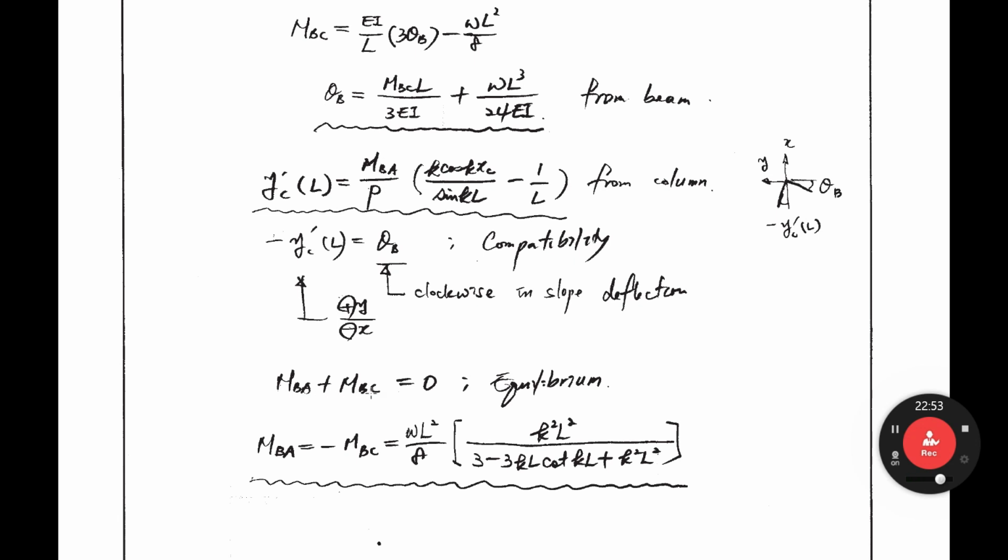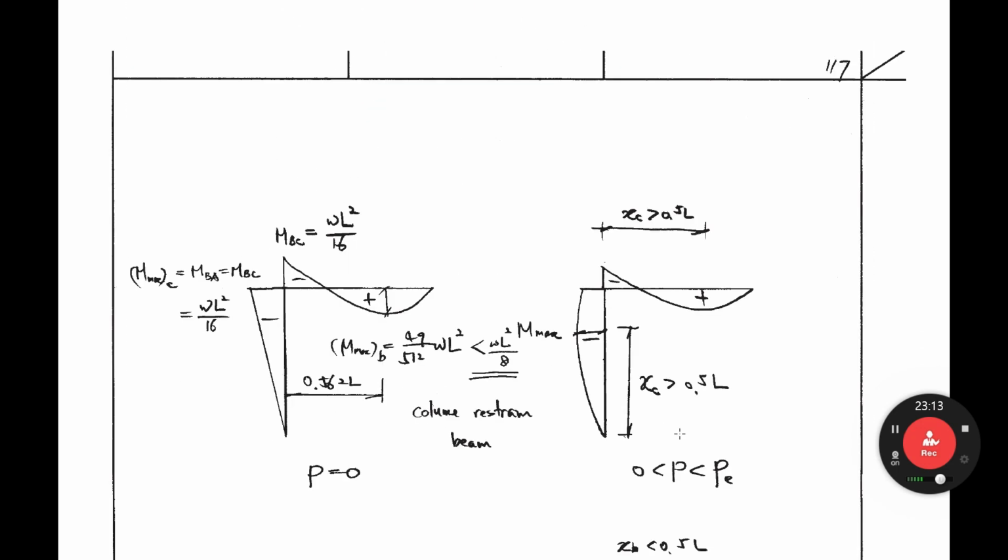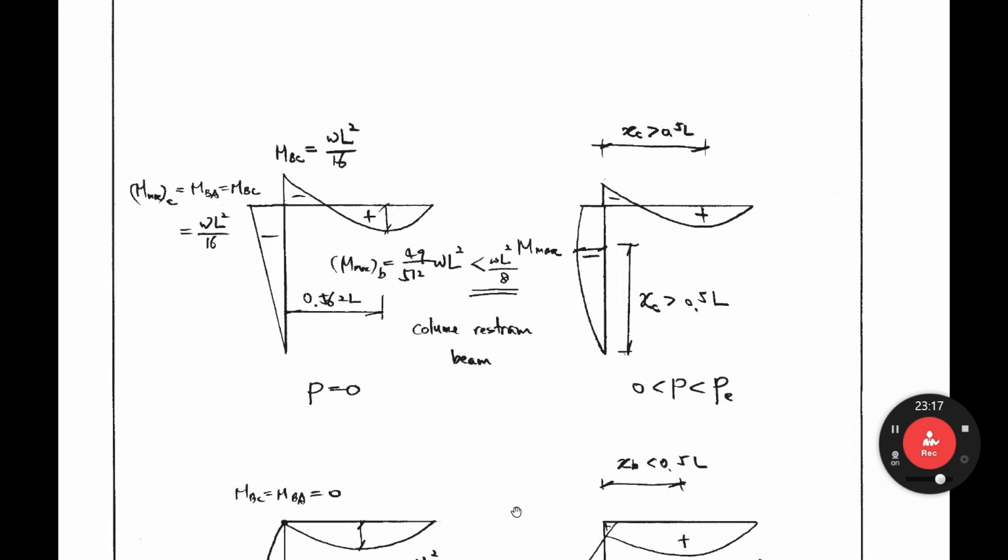If you solve these two equations, MBA equals minus MBC. If you see this equation, minus MBC equals this one. If you solve these two simultaneous equations, you can get this equation. Do you understand? Now you finally got the maximum beam moment equation, maximum column moment equation, and MBA, MBC. You got the moment equation now.